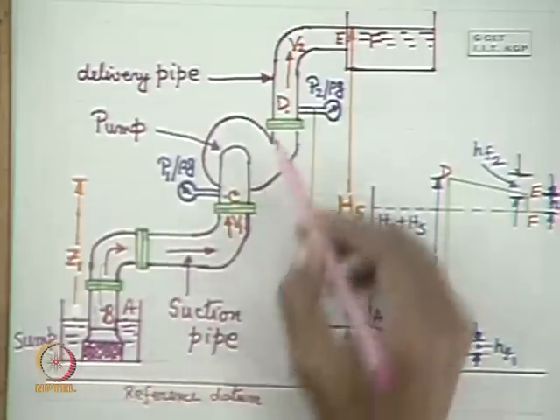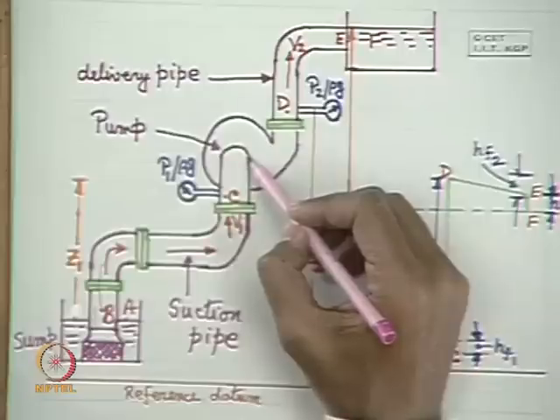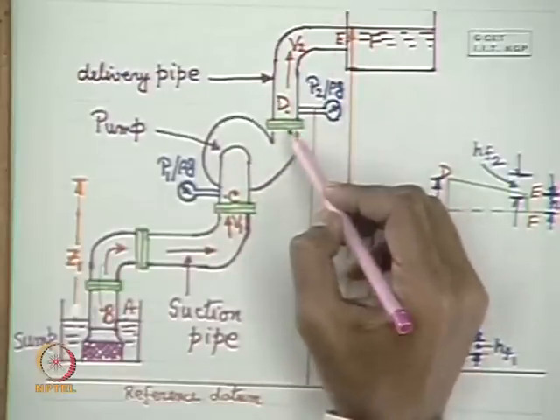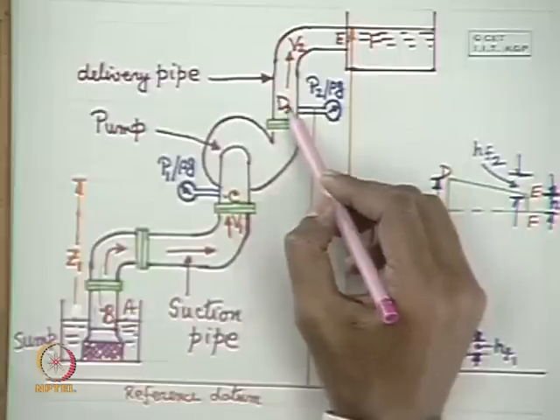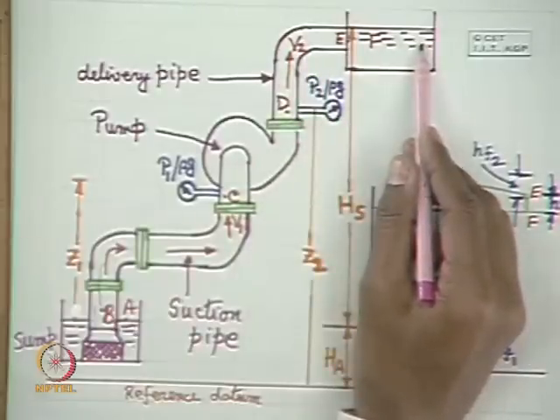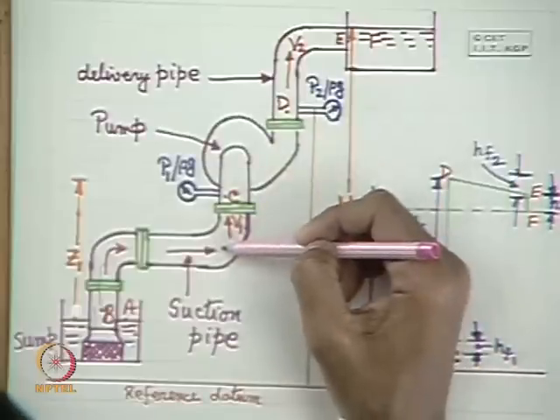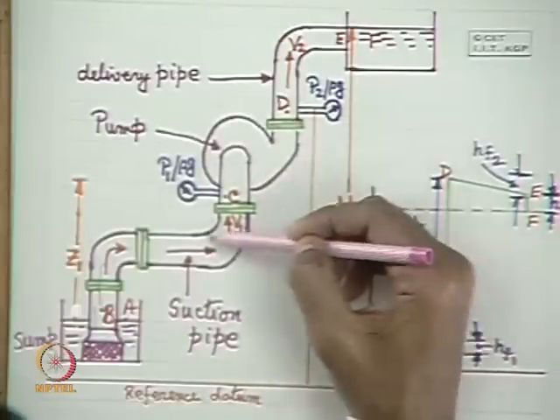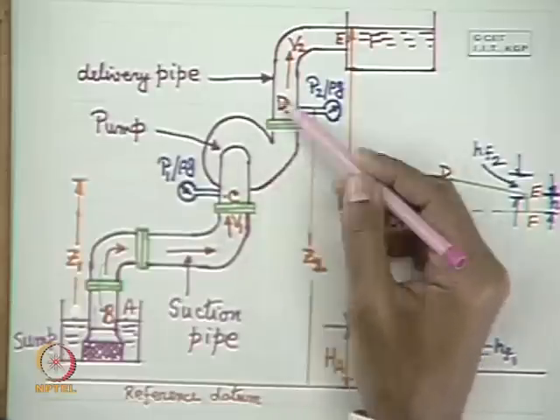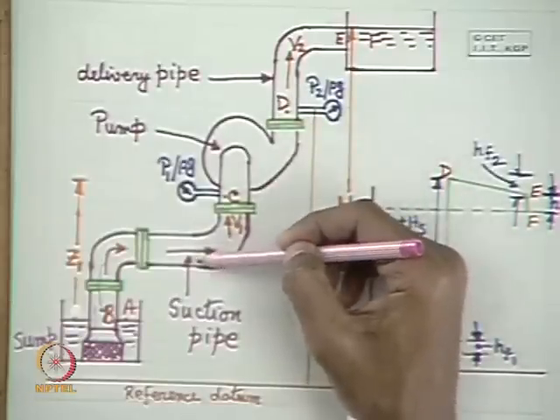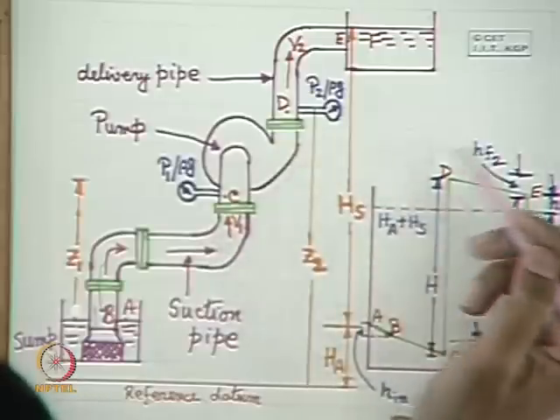Now, after gaining energy, the liquid comes out from the pump and flows through a pipe known as the delivery pipe, because this is the pipe through which the fluid is delivered by the pump to the upper reservoir. Usually the suction pipe diameter is a little more than the delivery pipe. In most cases it may be equal, but if there is a variation, it has to be more than this, which I will discuss afterwards because of the cavitation problem.